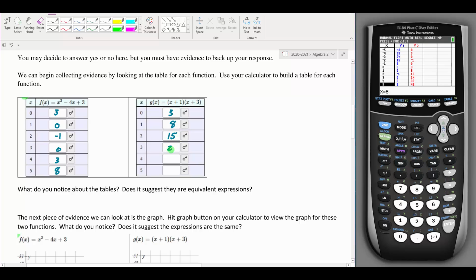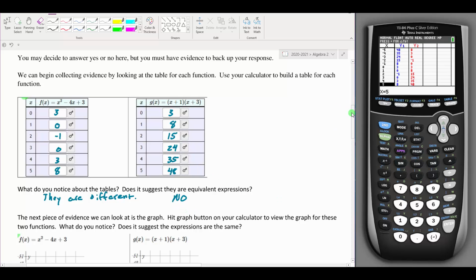Right, but I'm going to go ahead and fill in my table, and you can see as I fill this in from my table over here in the calculator that these are not the same, right? So what do you notice about the tables? They are different. Right, they are different tables, they have different inputs and outputs, and does it suggest that they are equivalent expressions? The answer to that one is no. They do not suggest that they are equivalent expressions.